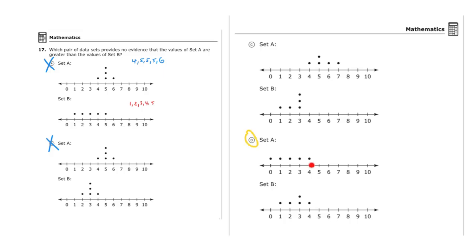Now, the highest value listed in set A is 4, and the highest value listed in set B is also a 4. So there's just no evidence that there are any values in set A that are more than the values in set B. Now, it could be the case that this goes on forever and there are some values in set A, like over here, but there's just no evidence given the picture. Okay, so that is problem number 17.